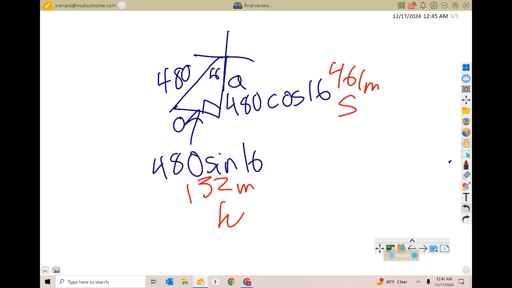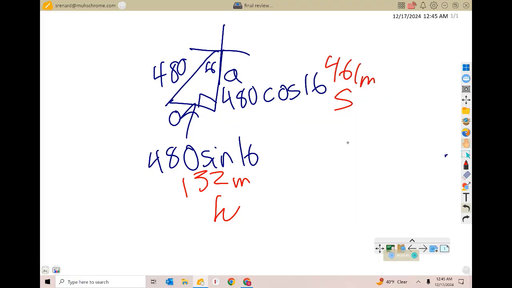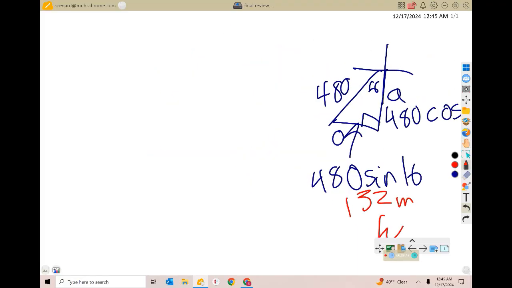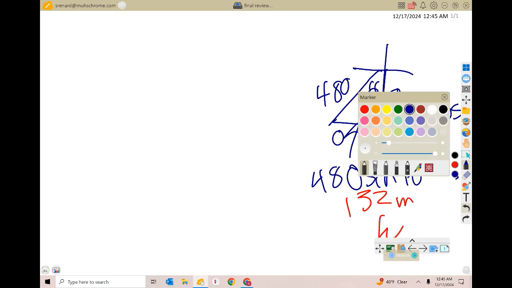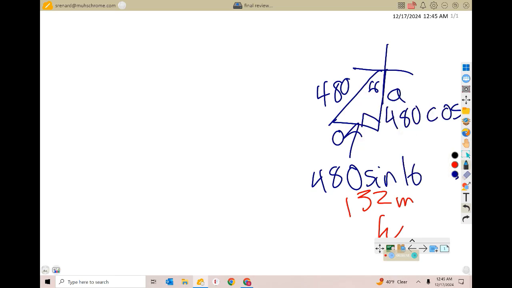What we're going to do is now do the second triangle. Okay. Now the second triangle, she went 1.20 kilometers, and I believe it was 28 degrees. Let me double check that.